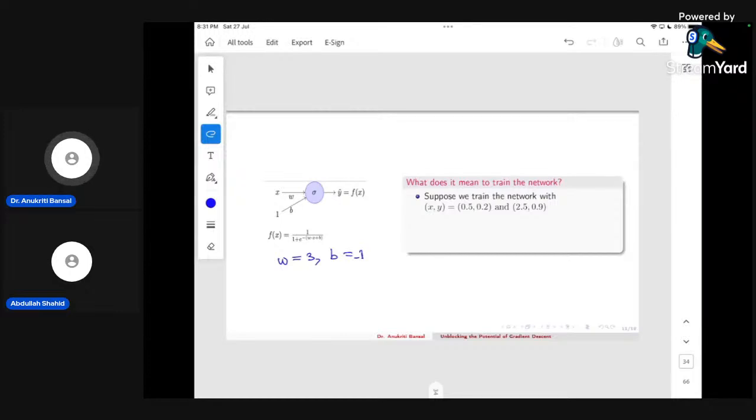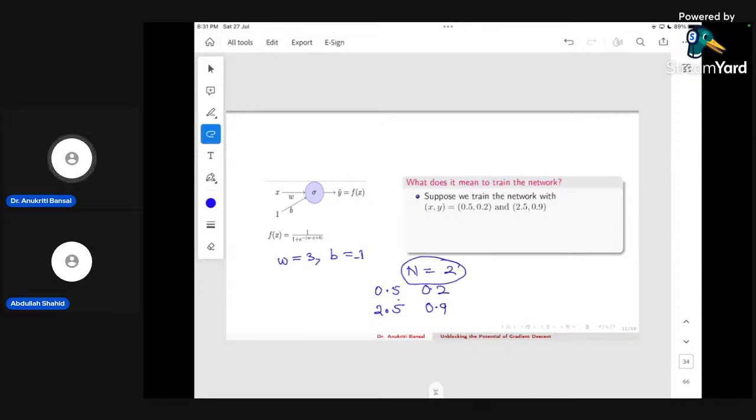I would know whether these parameters W and B are good or not. So here I am considering only two examples. My n equals 2. And what are those values? X is 0.5, y is 0.2. Another x is 2.5 and y is 0.9. So here I am only considering two examples.